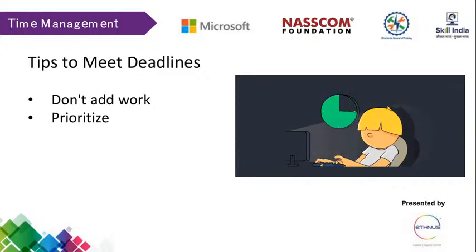Next one is prioritize. As I already told yesterday, you need to prioritize which task to be done first and which to do next. You can use different methods. We saw the bubble sort technique, assigning numbers, the MoSCoW technique. All these techniques you can use to prioritize your tasks so that you reach the deadline.